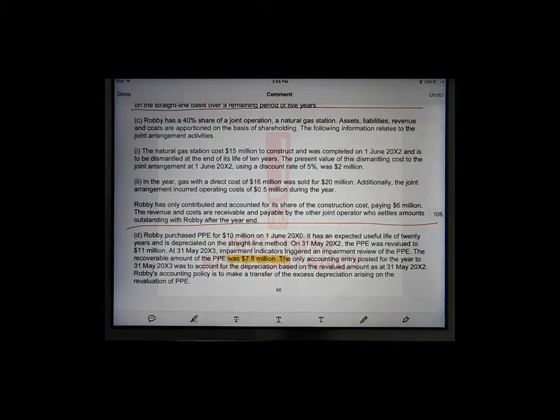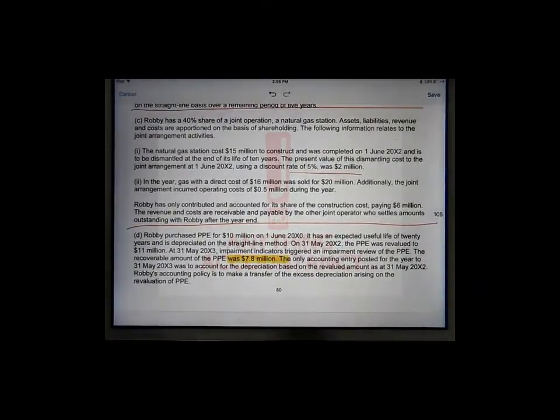Robby has a 40% joint operation, a natural gas station. Asset, liability, revenues and costs are apportioned on the basis of shareholding. The following information relates to the joint arrangement activity. The natural gas station cost 15 million to construct and was completed on 1 June and is to be dismantled at the end of its life of 10 years. The present value of this dismantling cost to the joint arrangement on 1 June, using a discount rate of 5%, is 2 million.